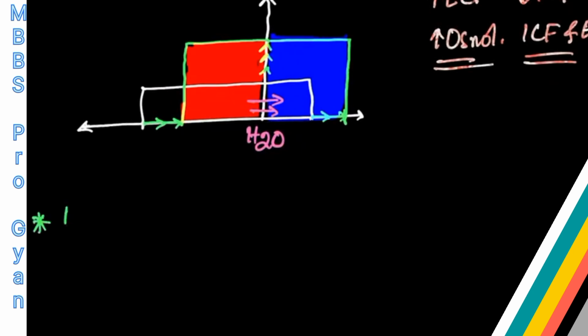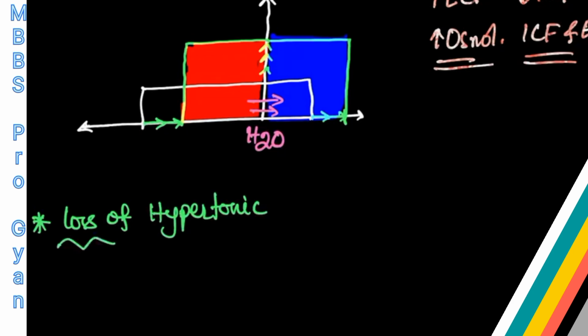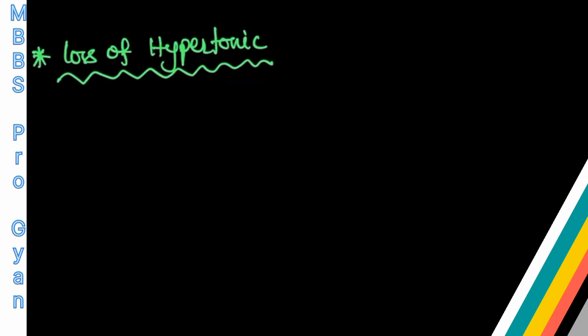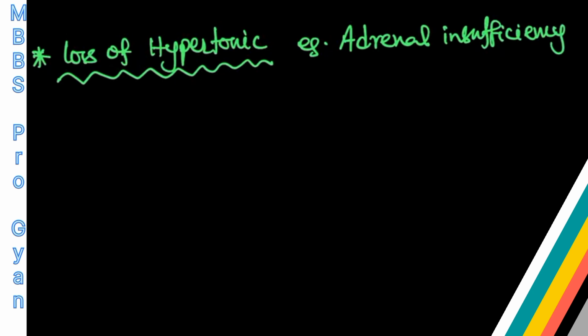And the last one, okay, loss of hypertonic fluid from the body. Could you think of any example of loss of hypertonic fluid? Solute is lost in excess of water. The typical example is adrenal insufficiency. Right? So if the aldosterone hormone is not there, so what will happen?